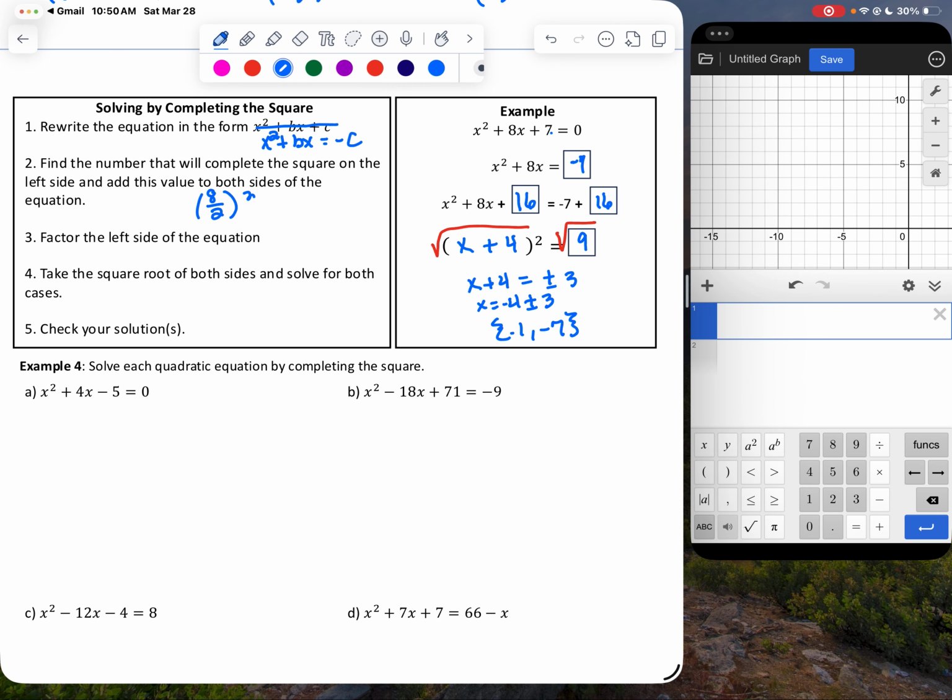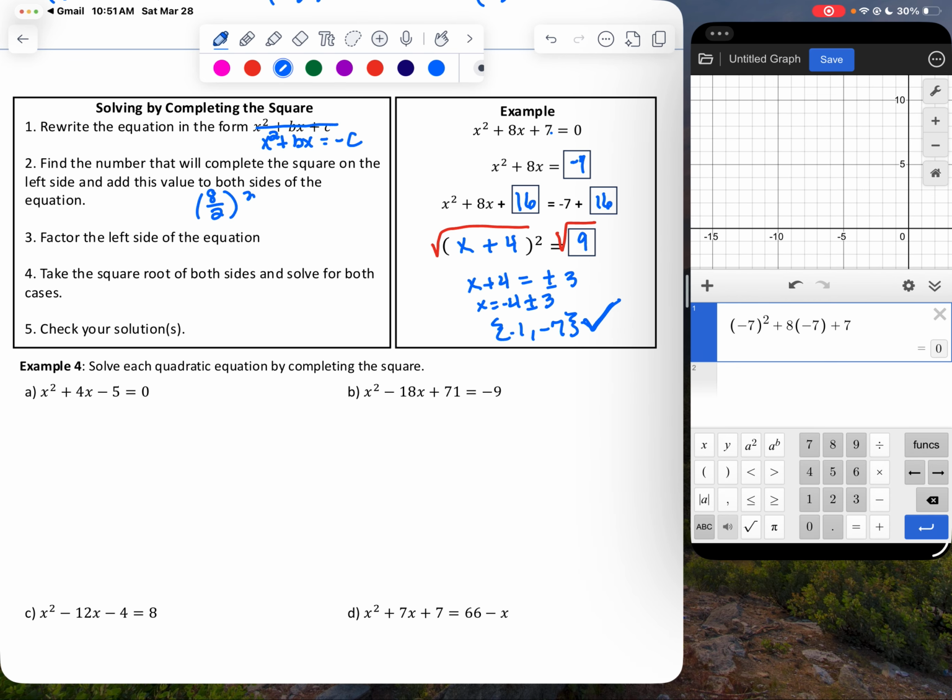Now, to check this, I'm going to use Desmos. You could use any type of calculator here. You go back to the original equation, x squared plus 8x plus 7 equals 0. Everywhere you see an x, you're going to plug in your first solution, which was negative 1. So parenthesis, negative 1, parenthesis squared, plus 8, parenthesis, negative 1, close parenthesis, plus 7, and this should equal 0. And it does. Now I want to check my second solution, which is negative 7. So I'll just change these negative 1s to negative 7s, and that also equals 0. So our answer checks out.